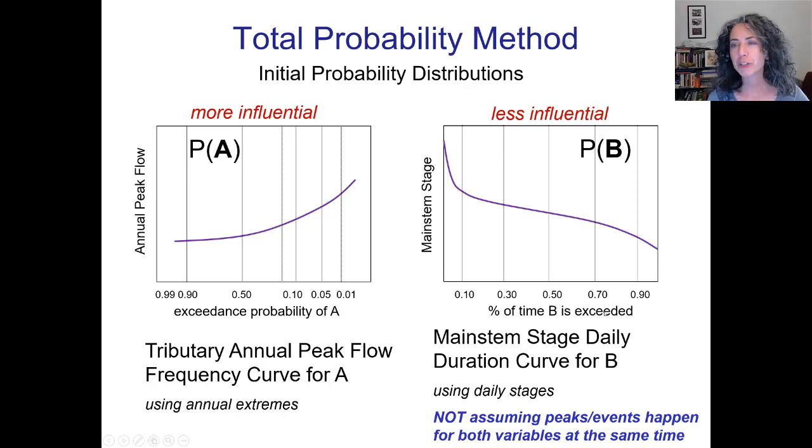Now, the daily duration curve is shown as percent of time exceeded. And note, while my exceedance probability axis on A has 0 on the right and 1 on the left, I'm drawing my duration curve with 0 on the left and 1 on the right. This is how we generally draw duration curves.